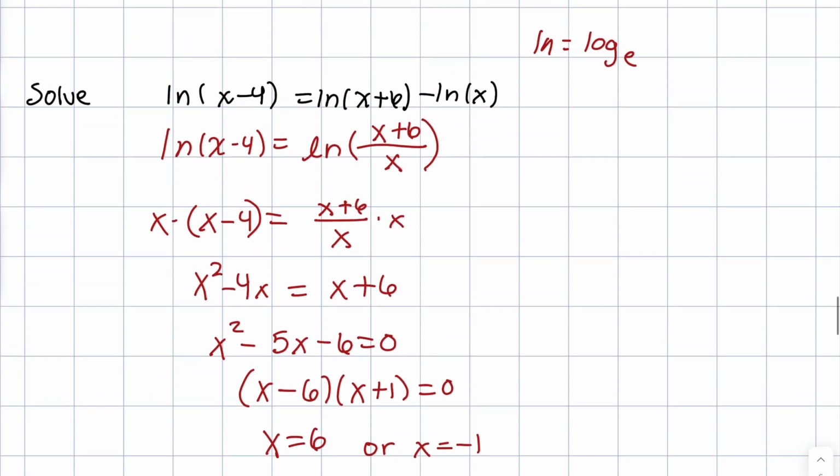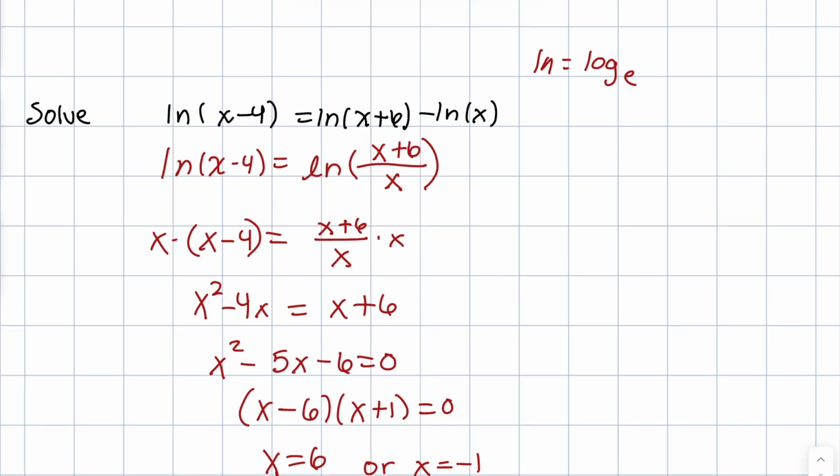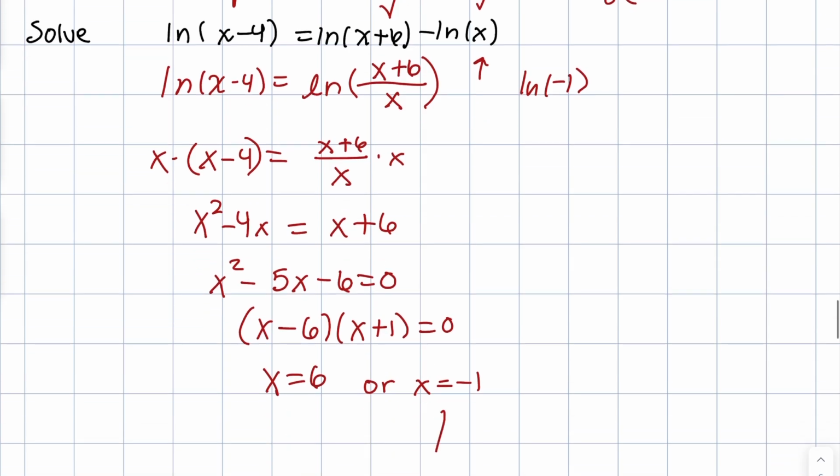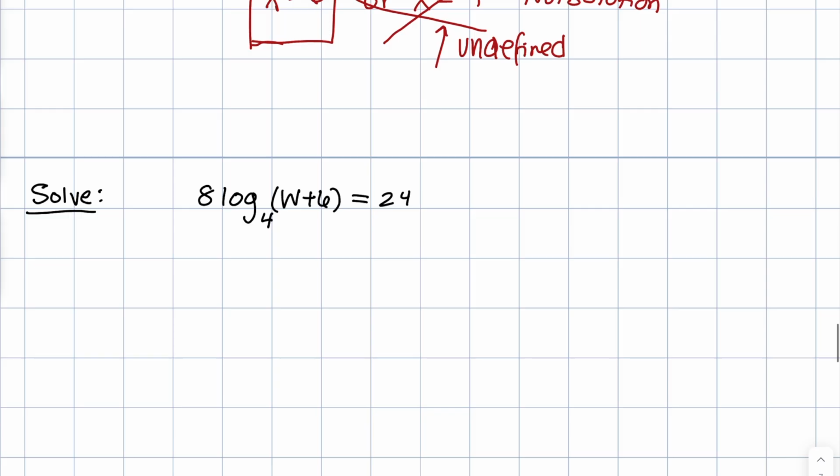Let's just make sure that this works. If I plug 6 into every single one, I'm going to have 6 minus 4, which is positive 2. That's going to be fine. 6, that's 12. 6, fine. If I plug negative 1 in, though, it's going to be ln of negative 1. This is undefined. So this one, not a solution. This is the only solution. So you always want to check your answers when you're solving logarithm equations because you never know.